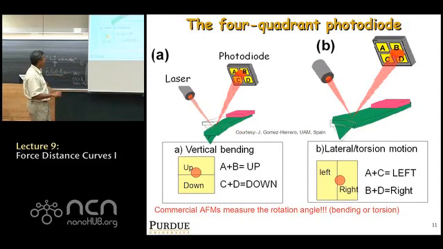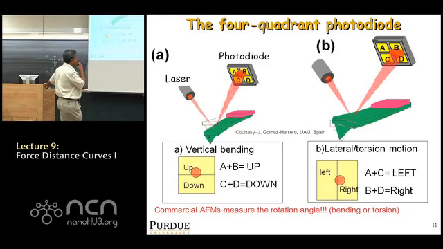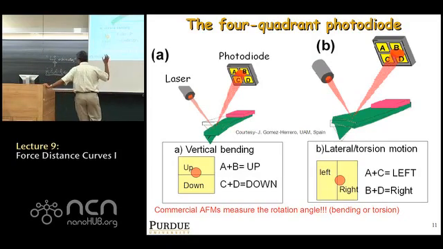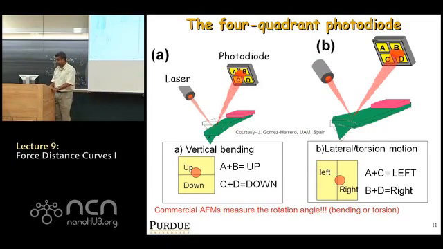But interestingly, in an AFM, you can also monitor the twisting of the cantilever by simply looking at B plus D minus A plus C. In other words, right minus left signals coming out of the photodiode. Okay, so you can do both. So it measures angles, but the angles, depending on what you want to do, can be either bending angle or twisting angle. Both can be measured at the point where you shine the laser spot on the cantilever beam.